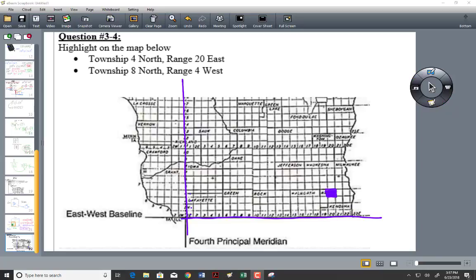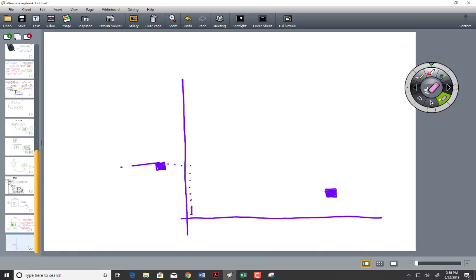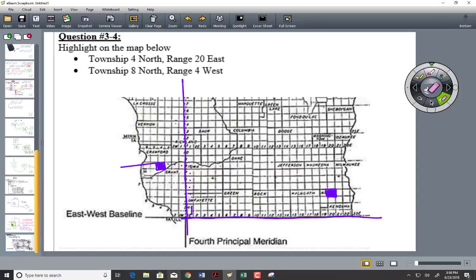So, next one. I want Township 8 North. 1, 2, 3, 4, 5, 6, 7, 8. Right there. Here's 1 west, 2 west, 3 west, and right here. Right there it is. So, 1, 2, 3, 4, right there. So those are the two spots.